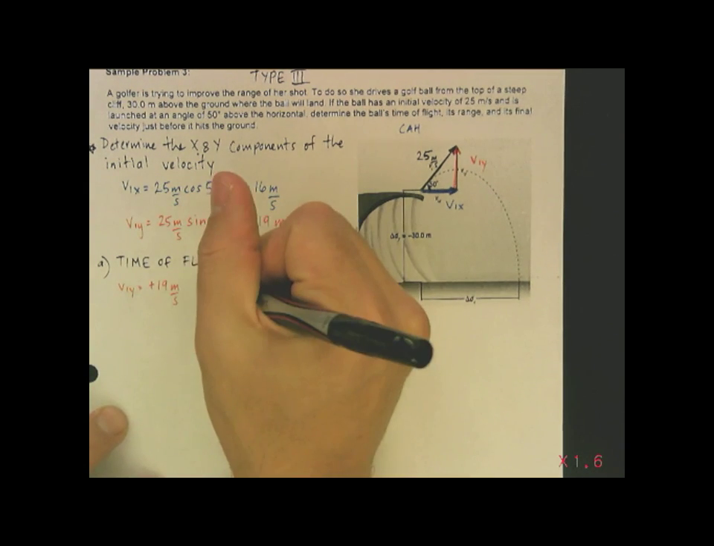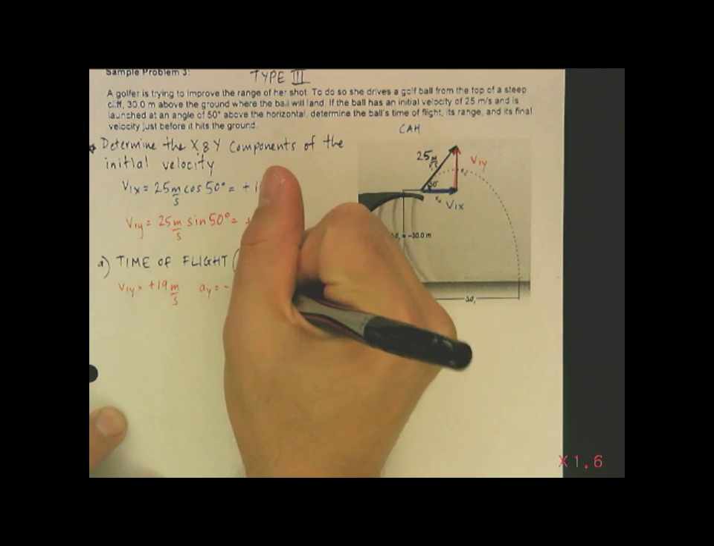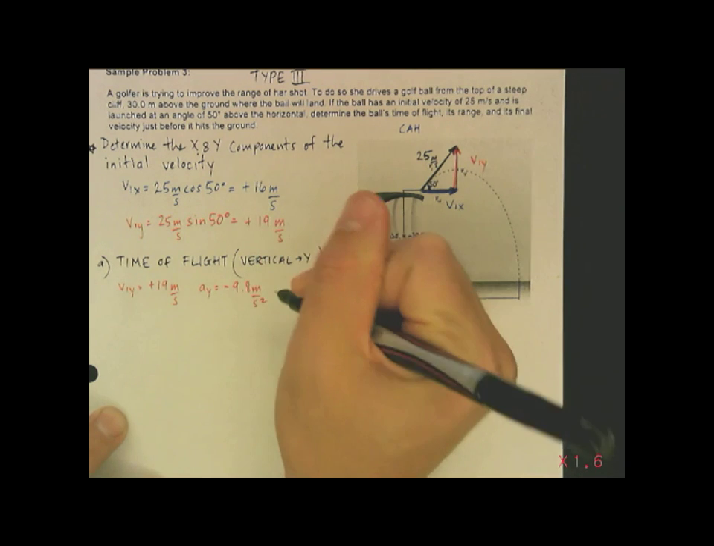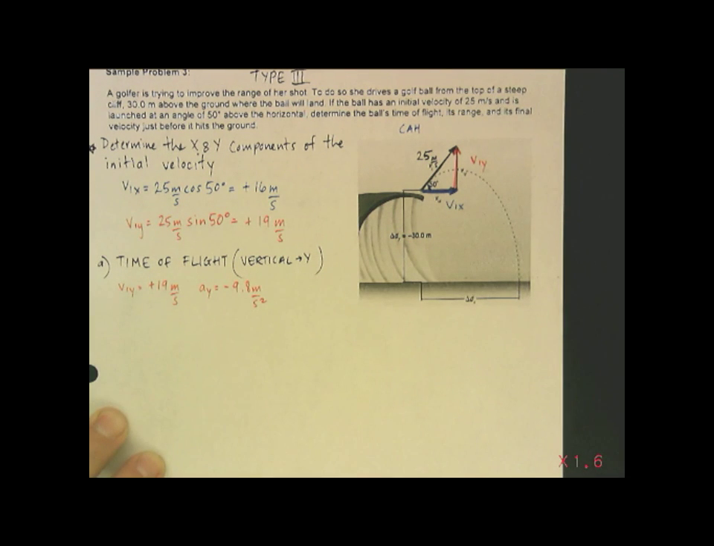Acceleration is negative 9.8 meters per second squared. Good. The acceleration is negative 9.8 meters per second squared. Negative implying that the acceleration is down.